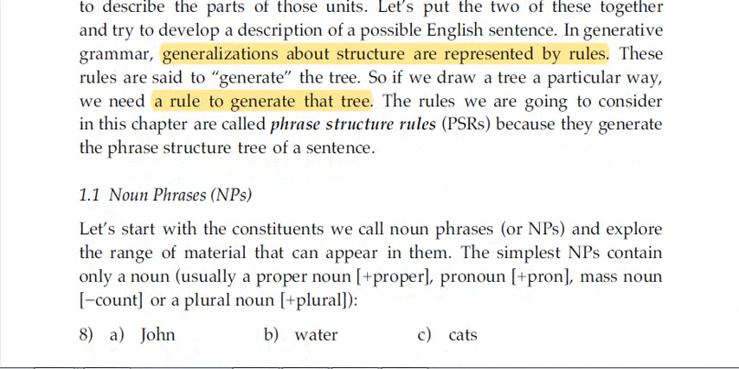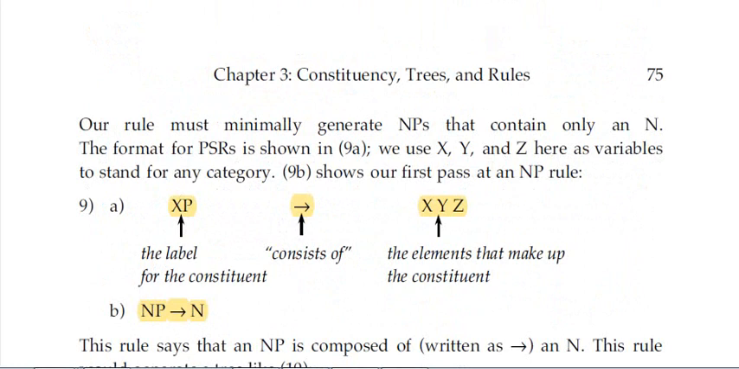Okay, how to make the rules? First, we talk about noun phrase. Okay, so we have rules. Ini rumusnya. XP consists of. Okay, so this arrow is read as consists of X, Y, Z. So these are the elements that make up the constituent. For example, XP, X here is noun. So noun phrase consists of noun.